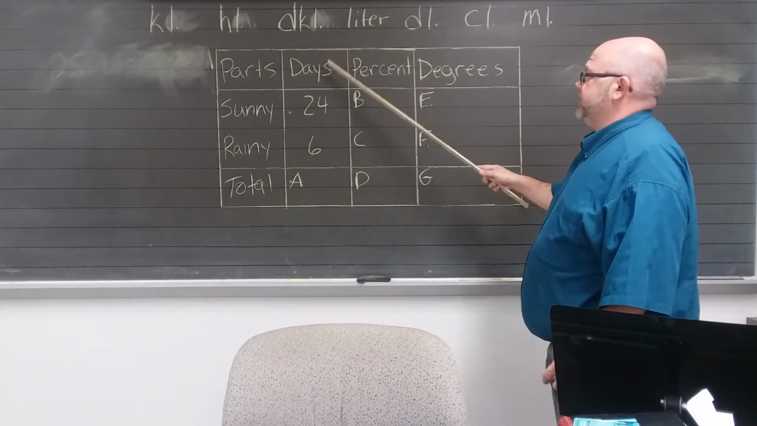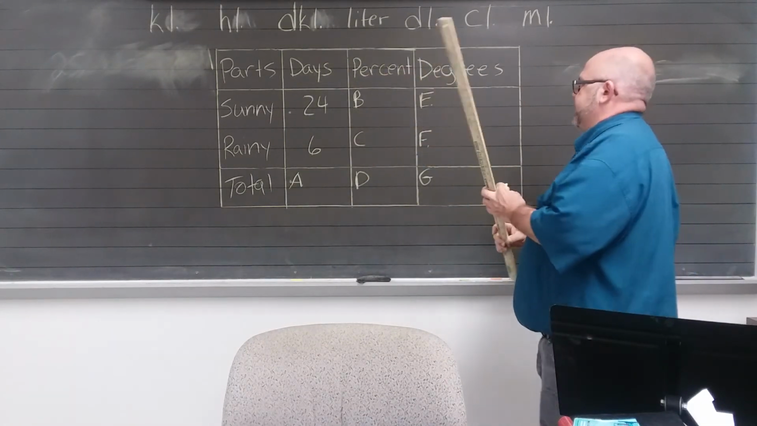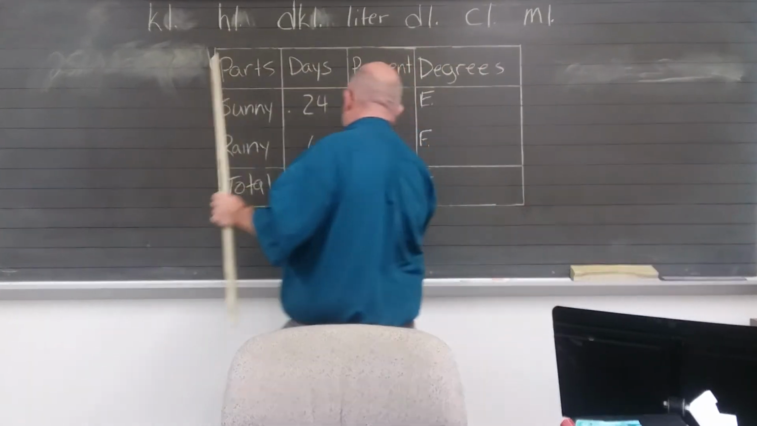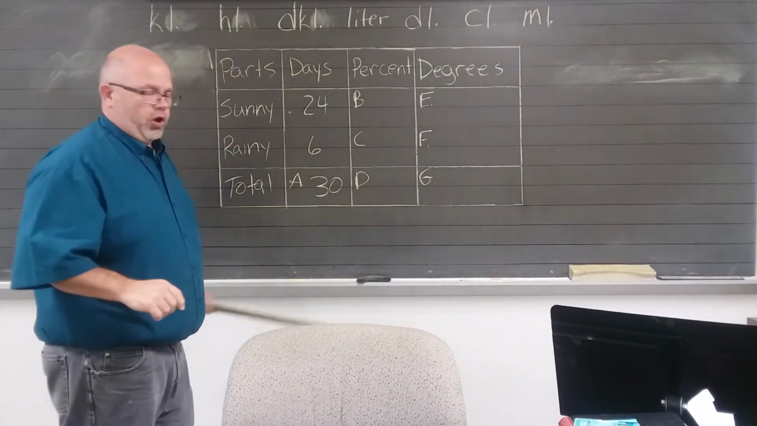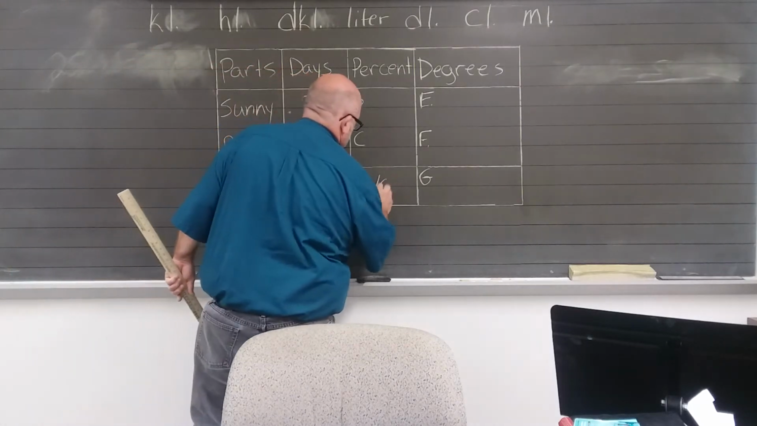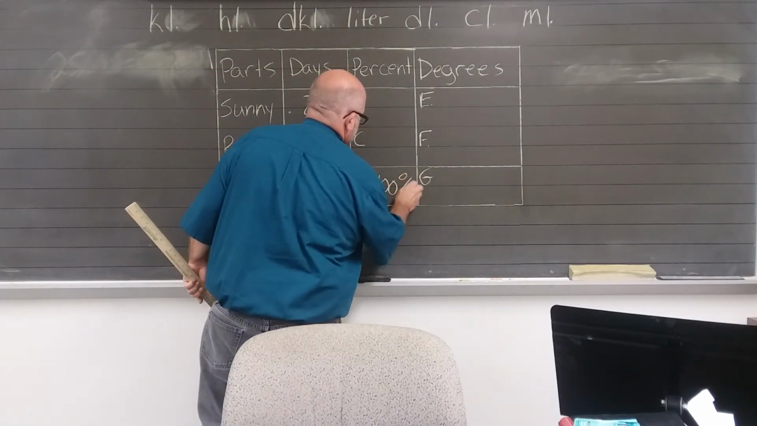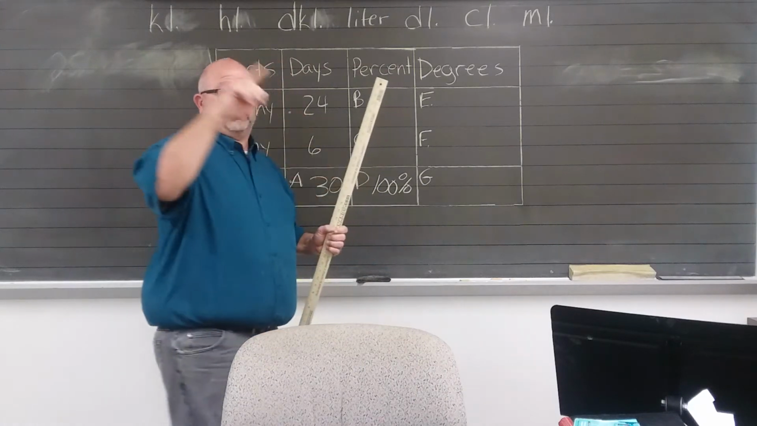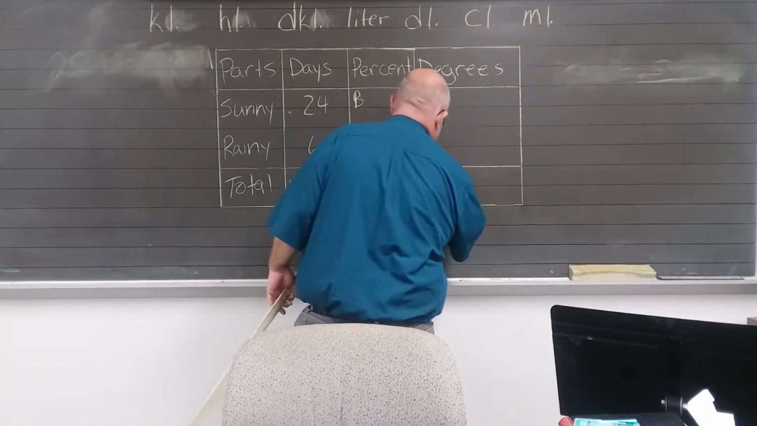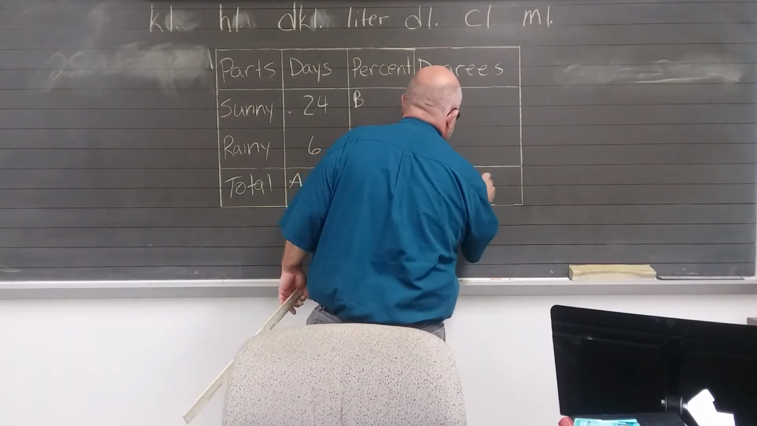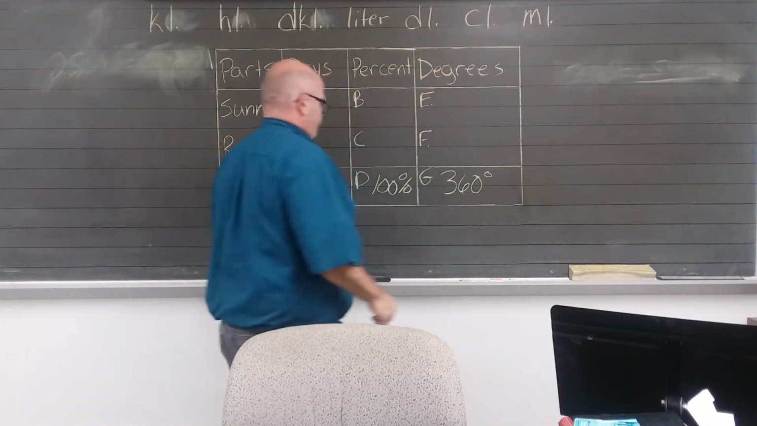All right, days total. Simply add up the days. 24 plus 6, 30. Total of percent is always what? 100. Total of degrees of a circle. All circles have how many degrees? 360. All right?